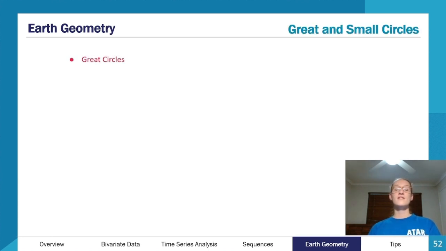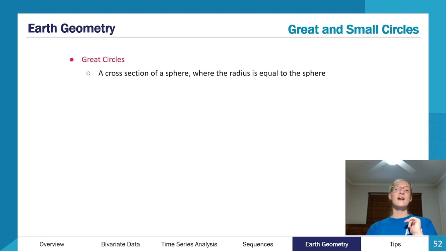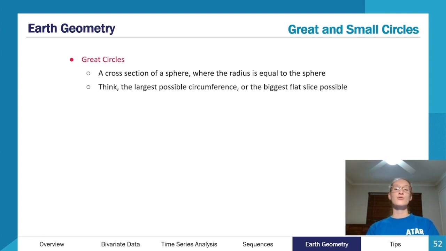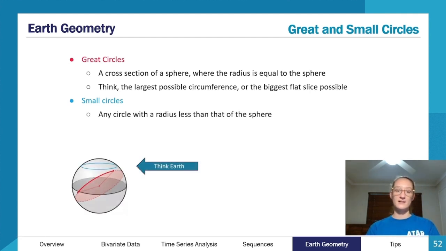The first definitions I want you to think about are great circles and small circles. See if you can recall what they are. Our great circles are a cross section of a sphere where the radius is equal to the sphere. So great circles are our largest possible circumference, our biggest possible flat slice. Whereas our small circles are any circle with a radius less than that of the sphere.